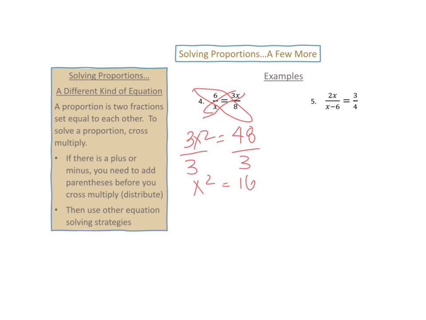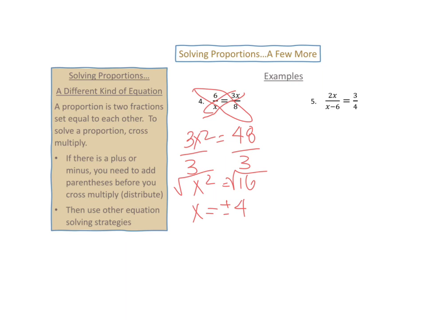Now we can do our patented square root of each side, move, and we get x equals, what's the square root of 16? If you said 4, you're only half right. It's plus or minus 4. How about this next one?